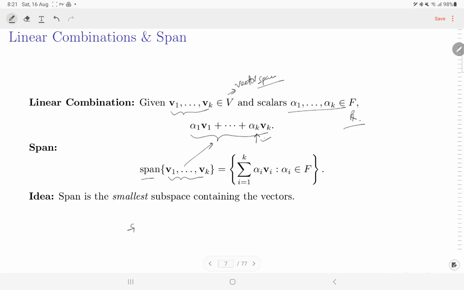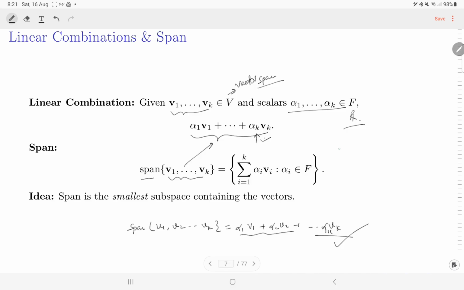When someone says the span of v1, v2 and so on vk, that means alpha 1 v1 plus alpha 2 v2 and so on, alpha k vk. Any vector in the vector space V that can be written this way is in the span of your vectors v1 to vk, and this is also a subspace, keep in mind.